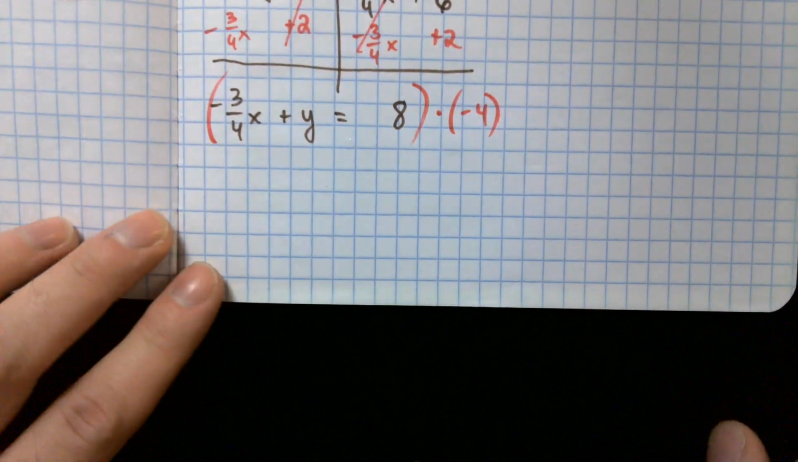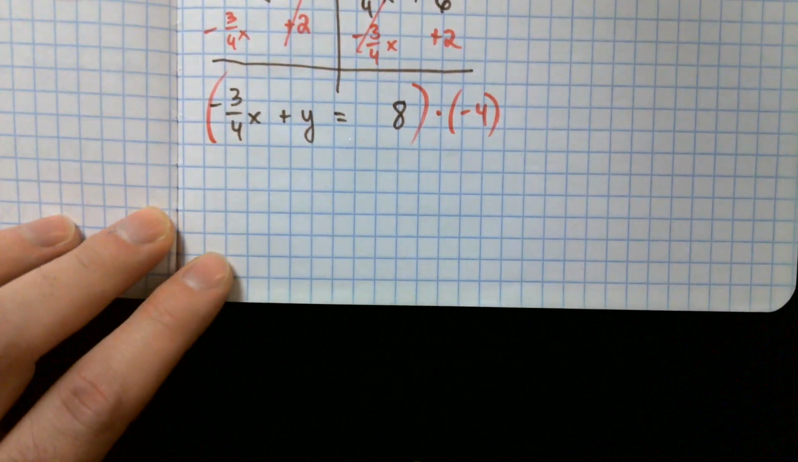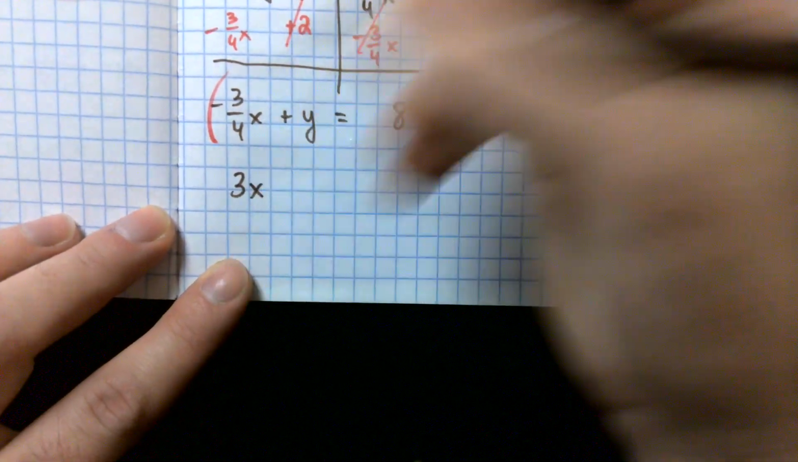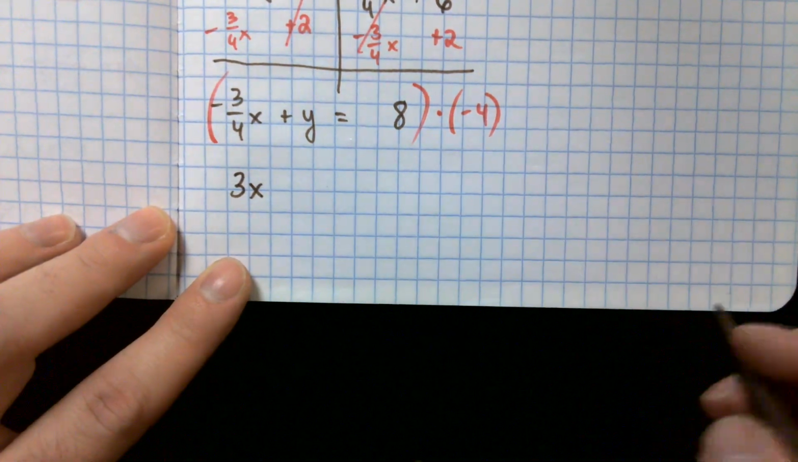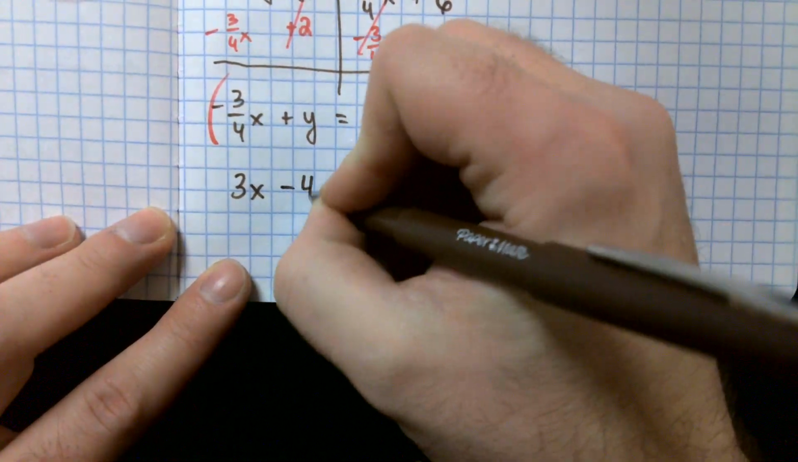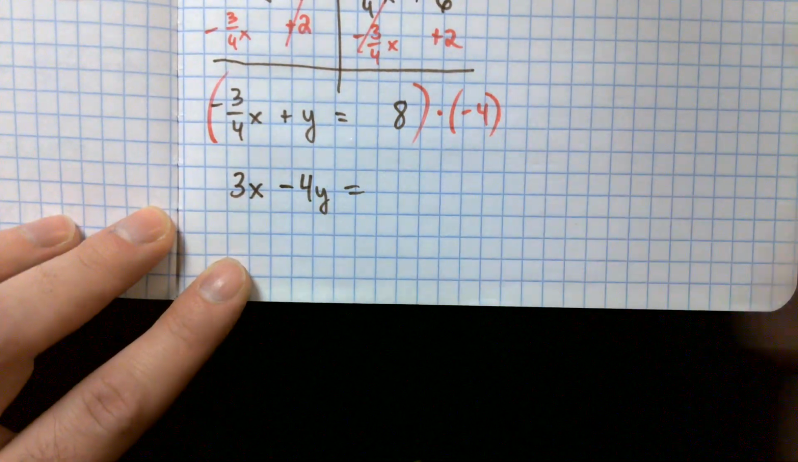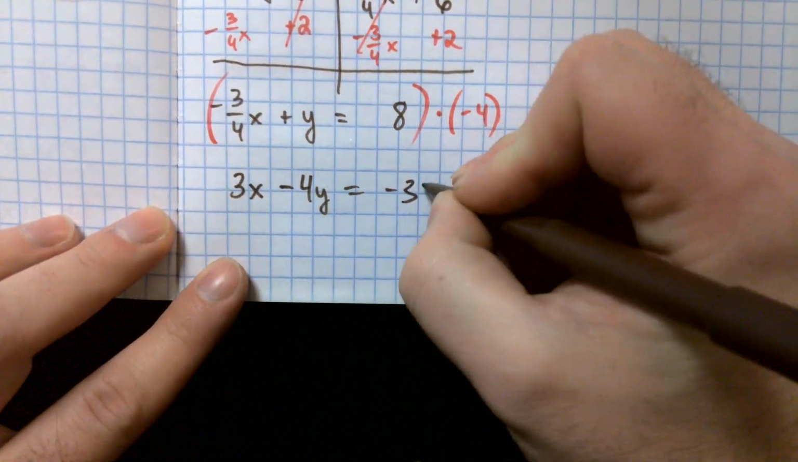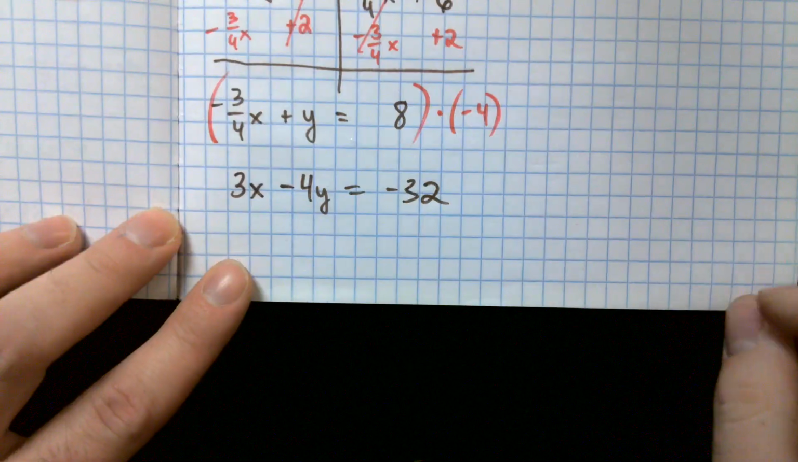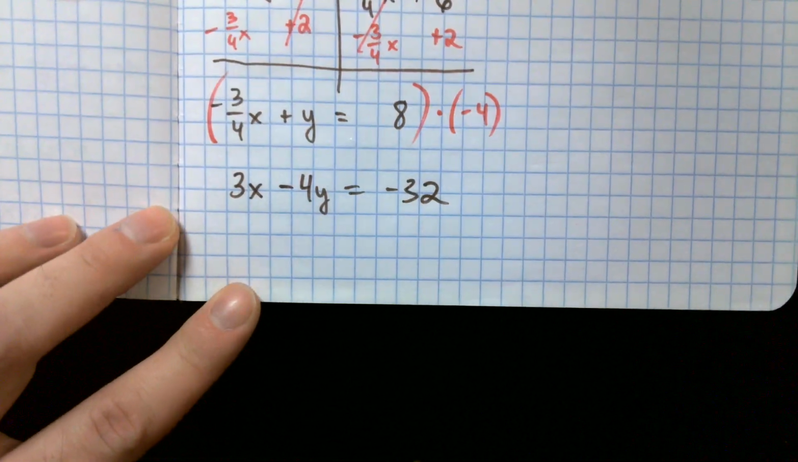So what's my new a value in front of x? 3. Yay. What's my new b value in front of y? And what's my new c value on the end? Negative 24. Negative 32.